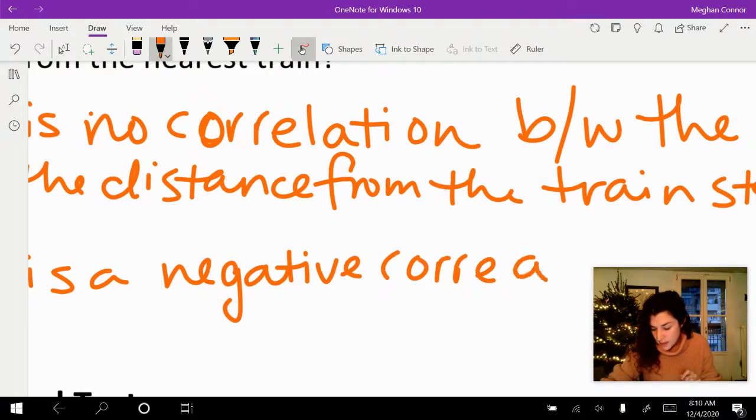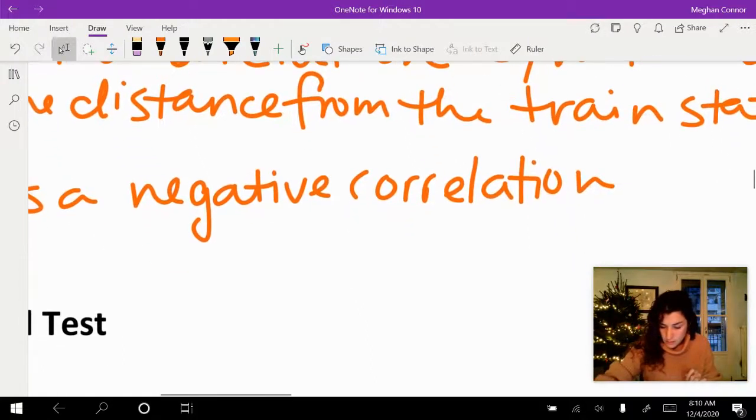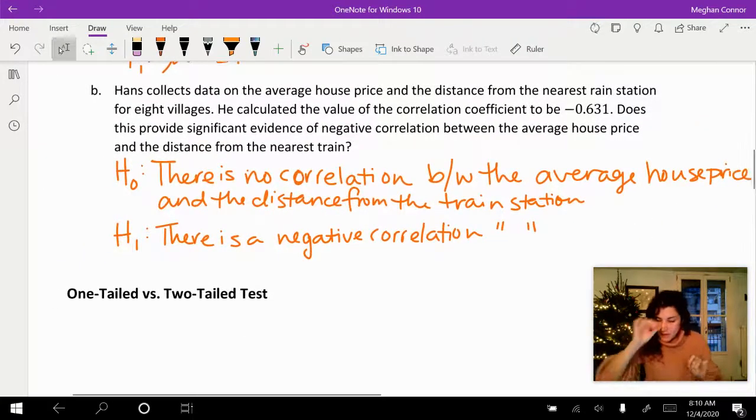And if we stop and think about that for a second, it might not make sense at first, because you would think that the original hypothesis of there being no correlation, the alternative to that would be that there is just a correlation.